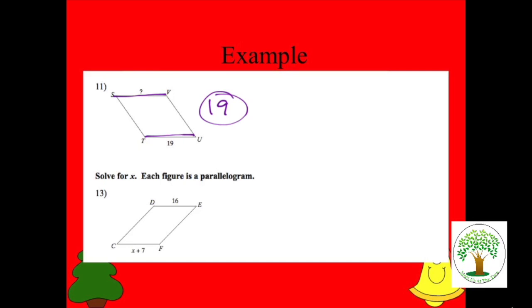Number 13. We now have an x in there. We're going to do some algebra. So how do I write this equation? X plus 7 equals 16. Yes, very good. So I'm going to subtract 7, and I got 9. Yes. Do I have to plug it back in? No, because it doesn't ask us to find the measure of some side. Make sure you look. Number 15 might. Number 15 does.